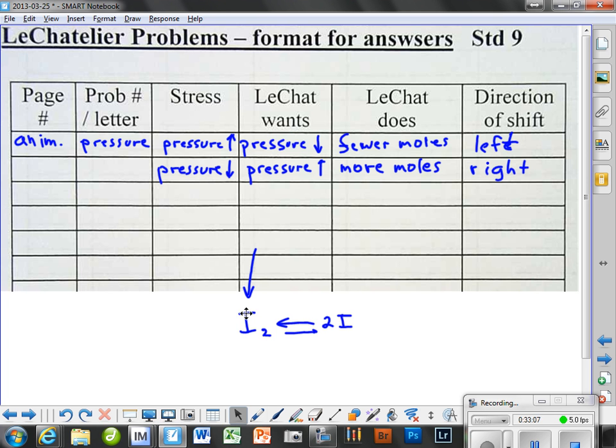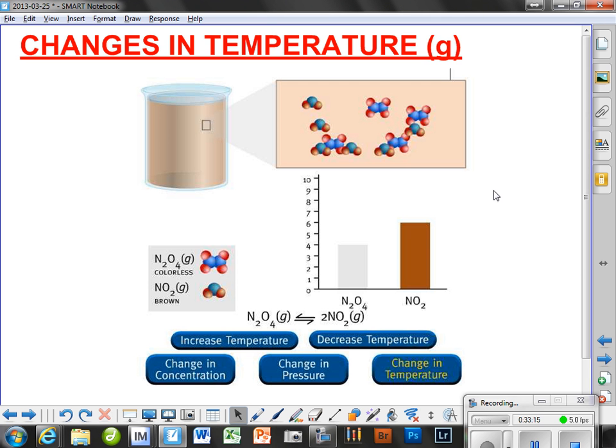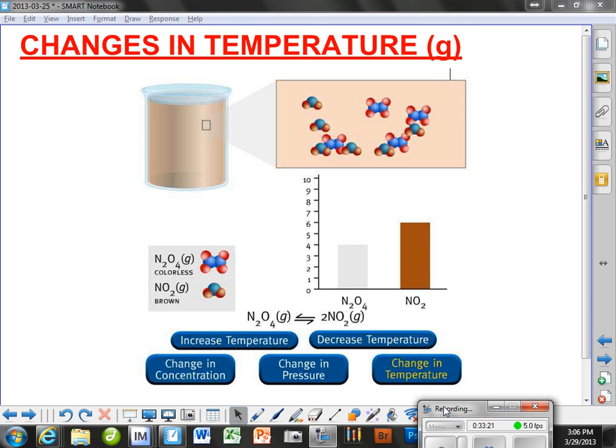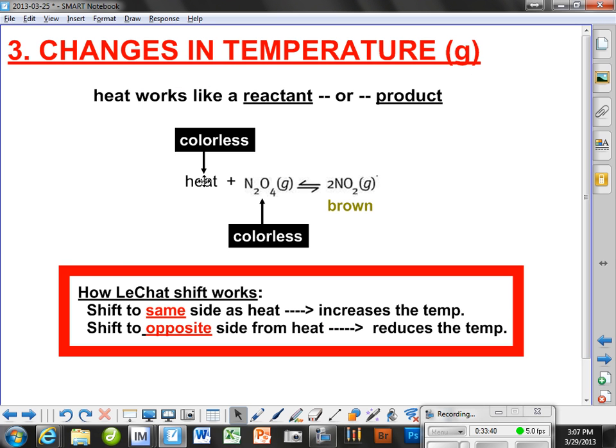Yeah, really will. Okay, let's do the last situation where we have gases again, only this time we're going to be dealing with temperature. Okay, and that screen's going to look like this. And the 2 species that are involved in this are going to be the N2O4 and the NO2. So let's go ahead and jump right into it. You can see what's going to happen. We're going to have a colorless and a brown. And let's watch it happen. And that has to do with this stuff, right? So shift to the same side as the heat. Oh! Okay. This guy is called exothermic.